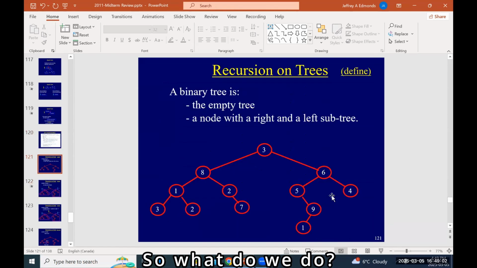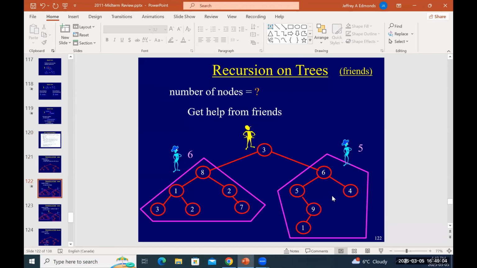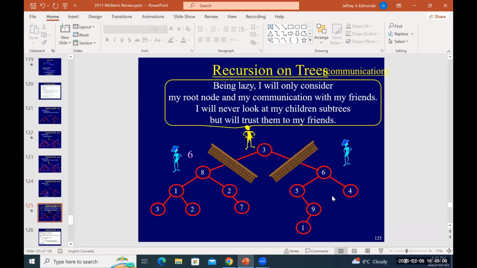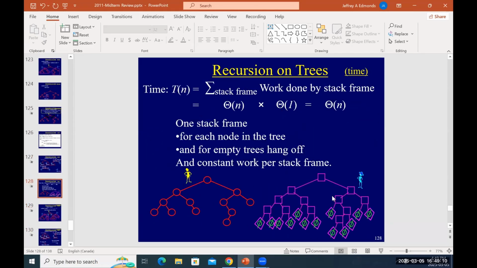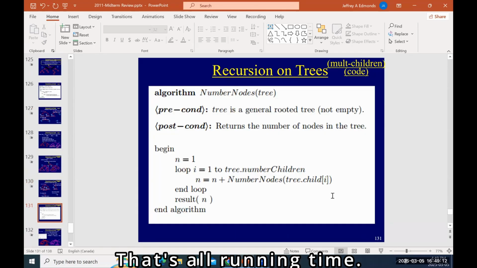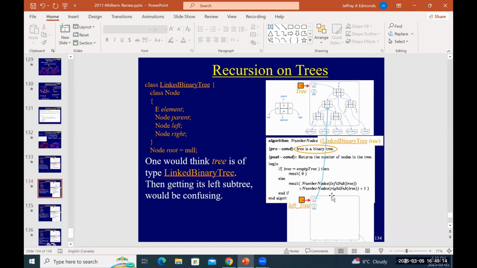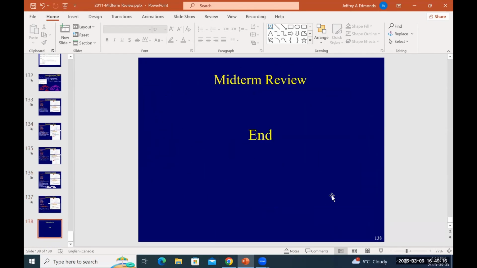So what do we do? Number of nodes. Right, that's all running time. And that's it. And we did it. Did you follow all that? Maybe not. You got any questions? Any topics you want to look at more?